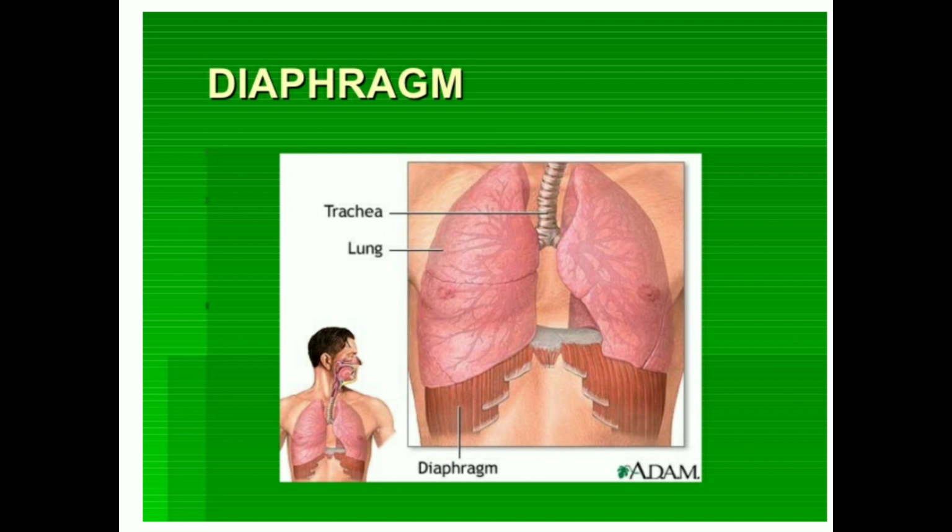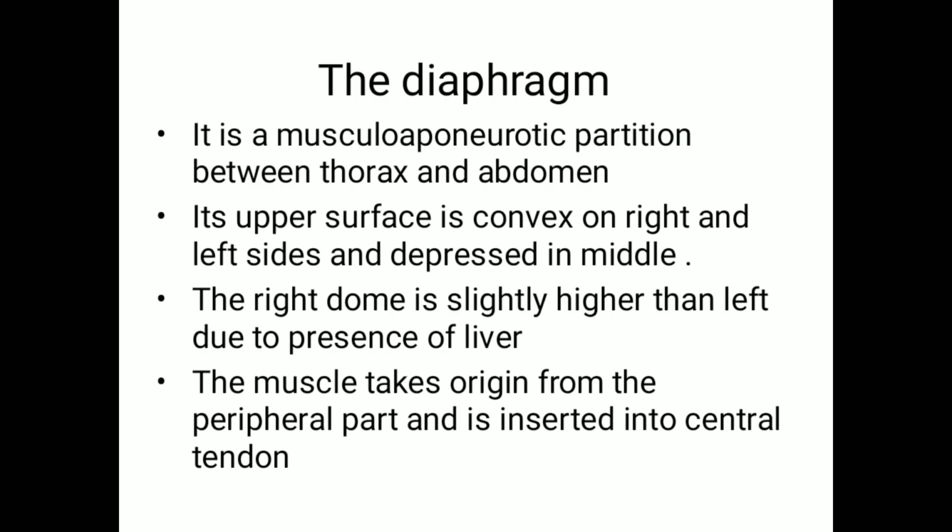Okay, today the class is on the diaphragm. So, what do you mean by the diaphragm? The diaphragm is a muscular aponeurotic partition between thorax and abdomen. It means it forms a partition between the two regions. The upper region is called the thorax, and the lower region is called the abdomen.